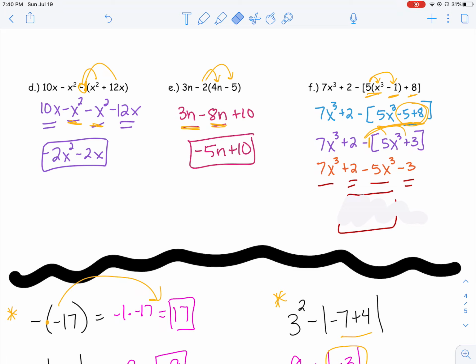Okay, do we have any like terms? Well, it looks like I have a 7x cubed and a negative 5x cubed. That gives me a 2x cubed. And then I have a positive 2 and a negative 3, which gives me a negative 1. So it looks like my final answer here is 2x cubed minus 1. So be careful. Start at your inside parentheses, see if you can simplify any more. If not, distribute any numbers in front, and then combine your like terms. Again, making sure that you're very organized is key here.